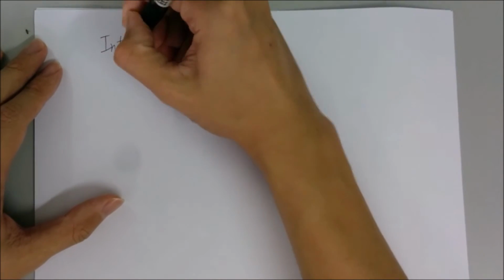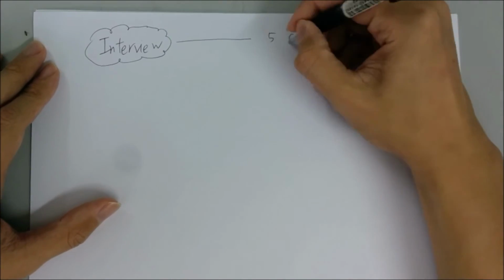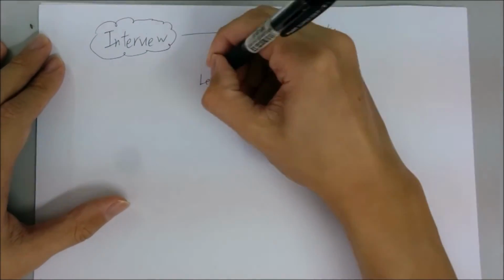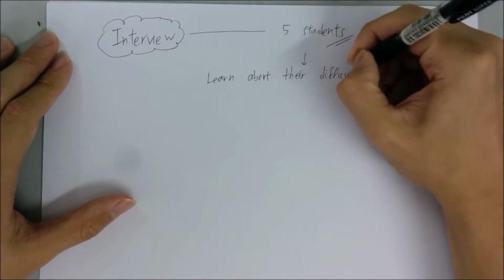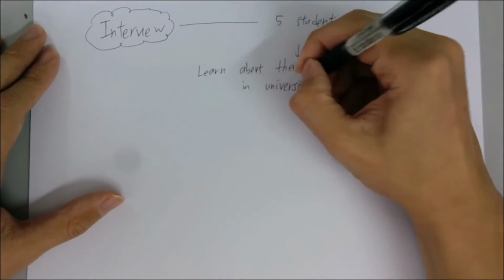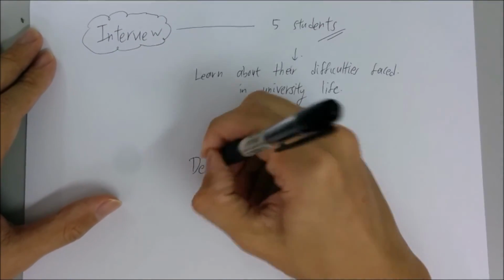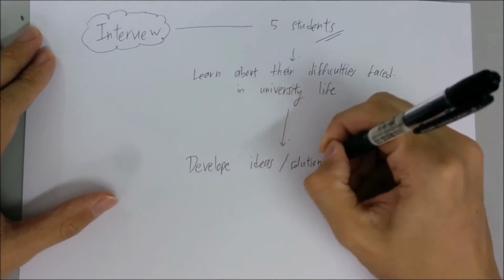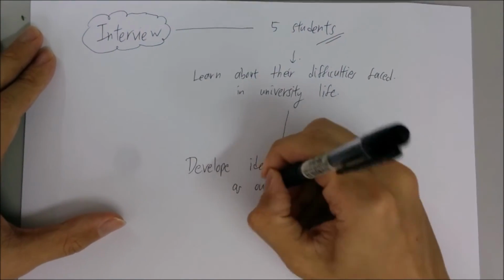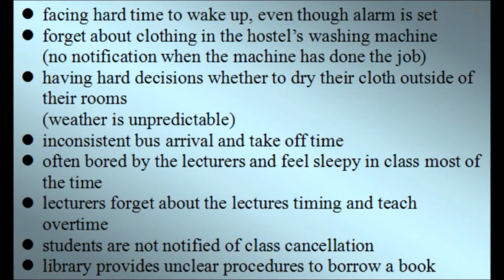Up next, we have interview as our research method, and it is carried out with a group of 5 students around the campus. The goal of this interview is to learn about the difficulties that the students are facing in their university life. From there, we can possibly have an idea about how IoT can be implemented to help these students. And it shows that the students are facing quite some difficulties in their university life. Here is a brief summary of the list of problems stated by the students.